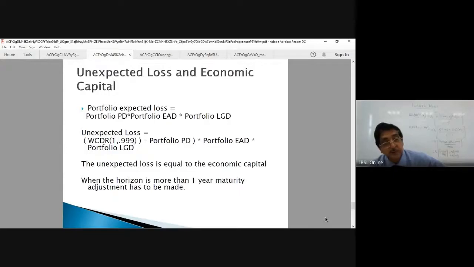Now I have just put the value calculation for portfolio expected loss. It can be done through the portfolio PD into portfolio EAD and portfolio LGD. So that will give you the portfolio expected loss. And for unexpected loss, we need to get the worst case PD minus portfolio PD into portfolio EAD and portfolio LGD. That will give you the unexpected loss.